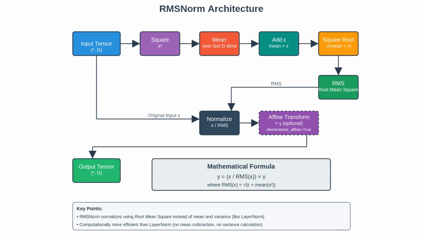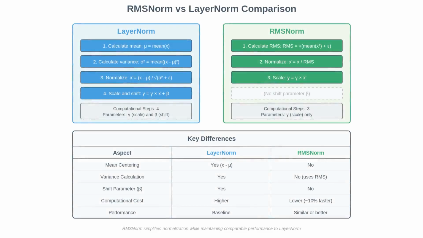RMSNorm is essentially a simplification of LayerNorm that maintains similar performance while being computationally more efficient. As you can see in this diagram, RMSNorm simplifies the normalization process by removing the mean centering step that's present in traditional LayerNorm. This architectural diagram shows how the input flows through the RMS calculation, normalization, and optional scaling steps. The key insight here is that by removing the mean subtraction, we reduce computational complexity while maintaining the stabilizing benefits of normalization.